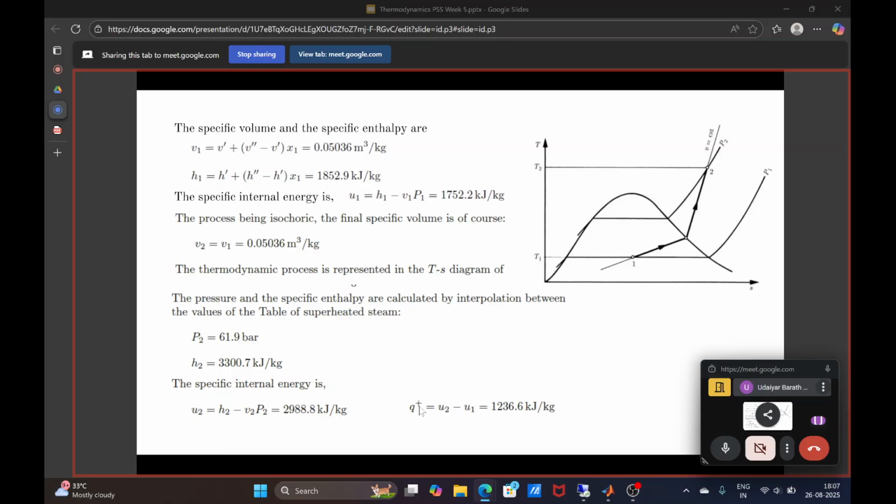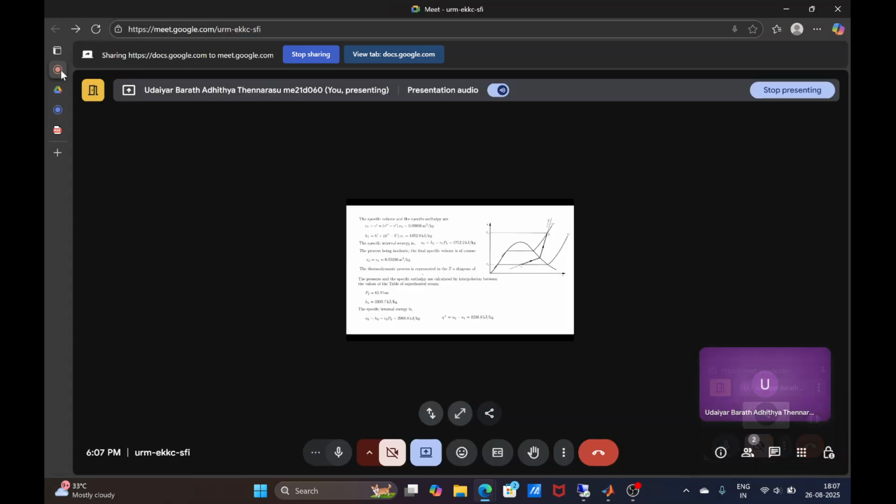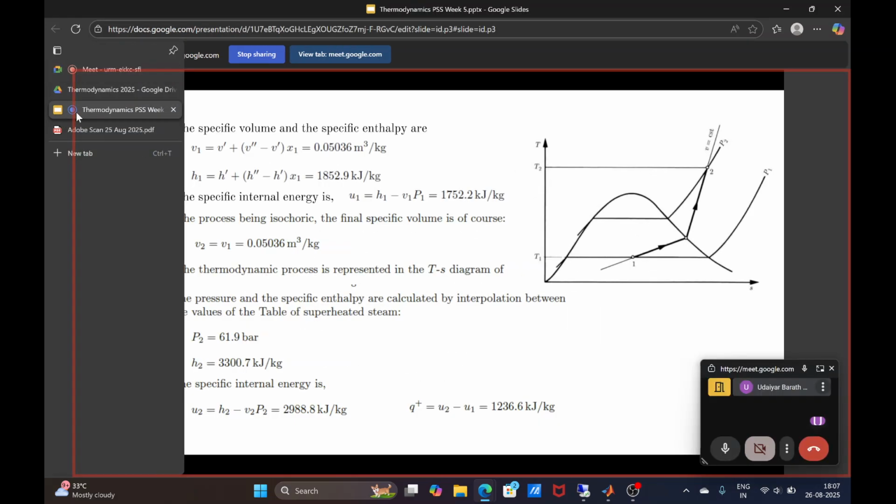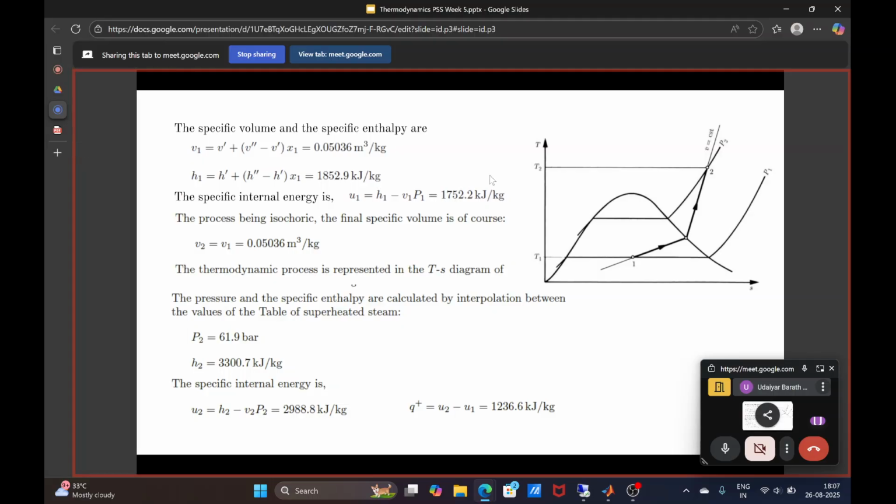So next, the second part of the question was to find out how much heat has been supplied. So heat is the change in internal energy. Apply the first law for the system. There is heat coming in, and there is no work transfer. So work transfer will be 0.